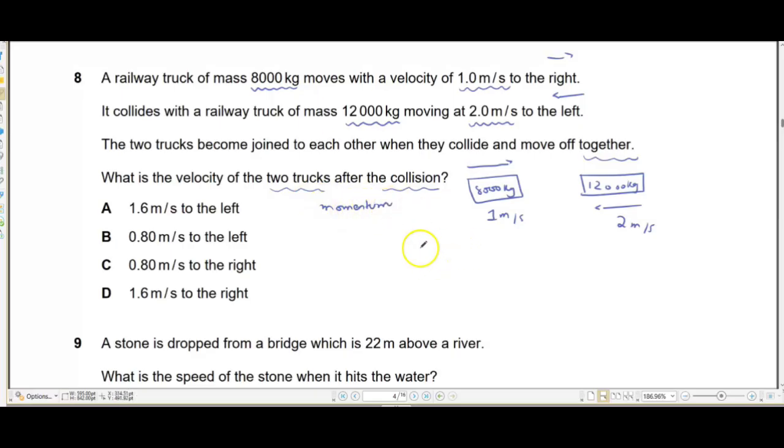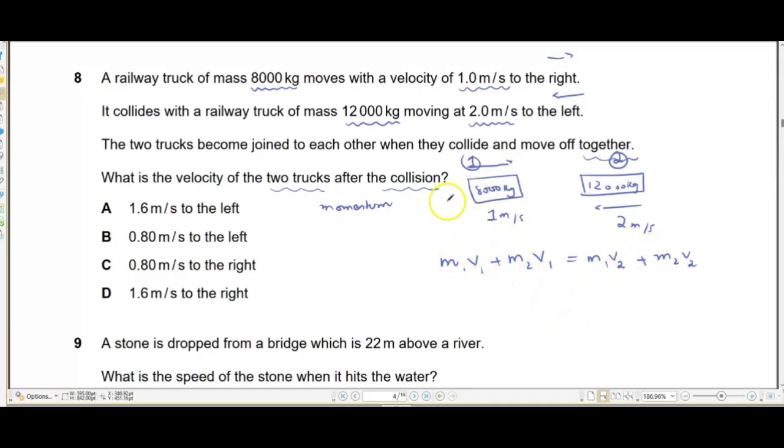So we have a formula for that. Let's call this the first object and this the second object. Mass of the first object and the velocity of the first object plus mass of the second object and its initial velocity is going to be equal to mass of the first object and its final velocity plus mass of the second object and its final velocity. This is the law of conservation of momentum. The momentum before collision and after collision is conserved.